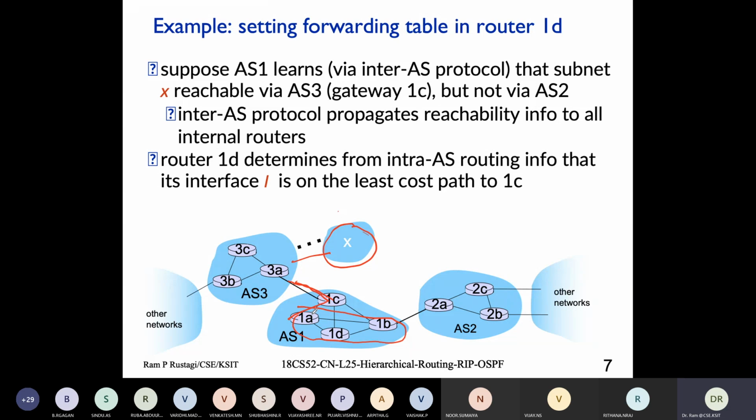And that means router 1D will look at its interfaces, it has a number of interfaces, and decide which interface I need to use to send a packet to 1C. In its routing table, it will make the destination X, and the interface out is L, which is connected to 1C, which is the gateway. And this information has to be learned from the inter-AS routing protocol. If X is reachable, as in this case, via only one AS, which is AS3, that is fine.